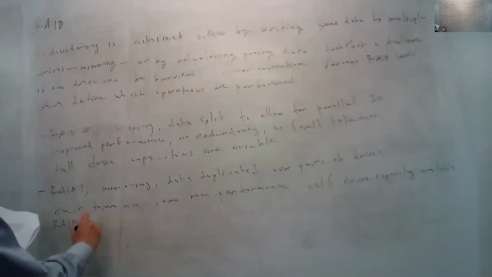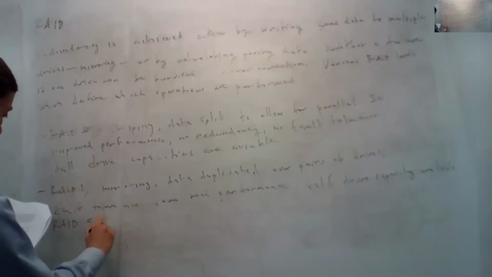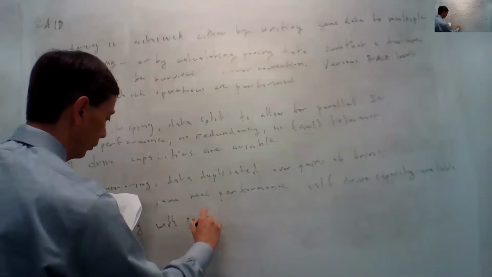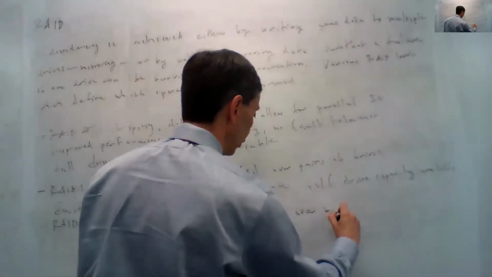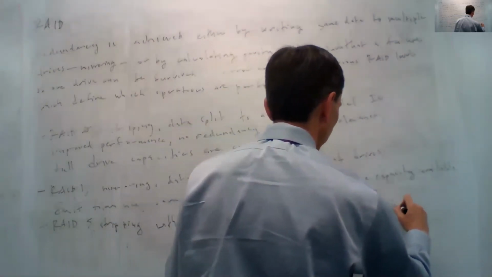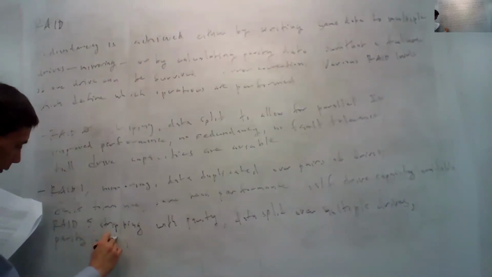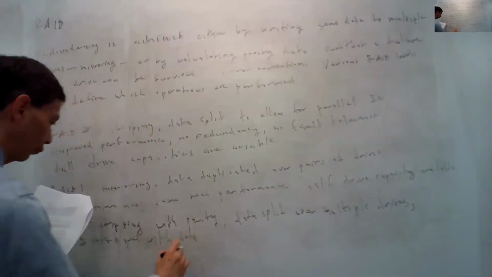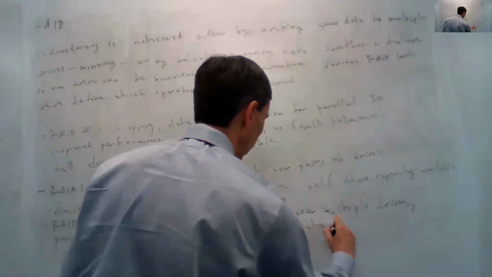And then there's RAID 5. RAID 1 and RAID 5 are the 2 most common types. So this is striping with parity. So data split over multiple drives. It doesn't have to be 2. So that's nice. And parity is interleaved with the data. So you still have a 2 to 3 ratio of data to parity.